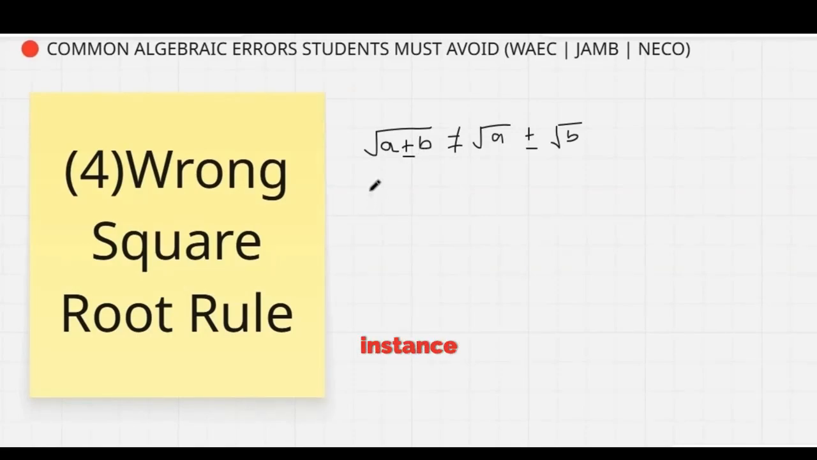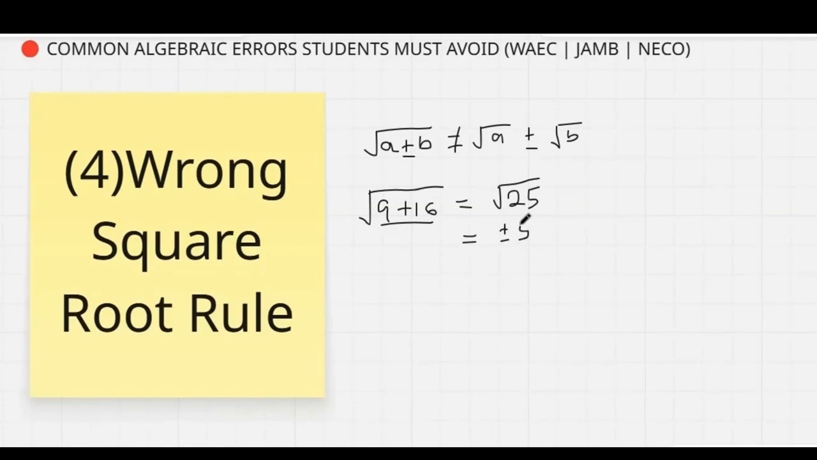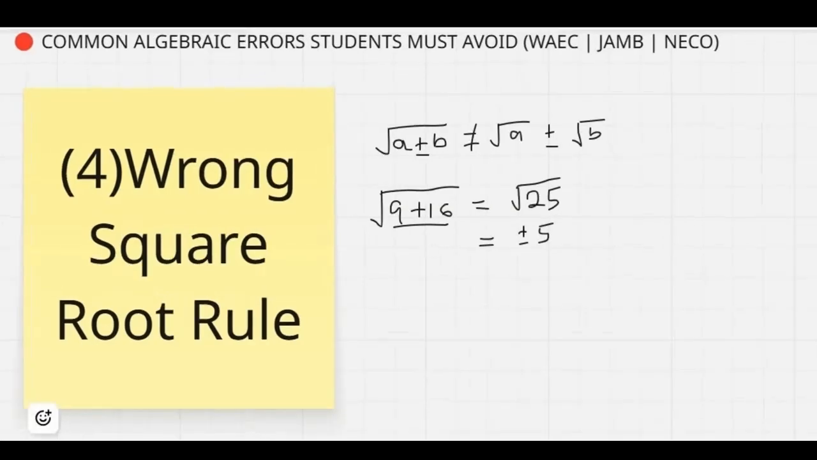So let's say, for instance, we have square root of 9 plus 16. To handle this kind of question, you add what is inside the square root together. So 9 plus 16 will give us 25. Then you take the square root of 25, and square root of 25 will give us plus or minus 5. Avoid these algebra mistakes and your mathematics score will improve instantly.